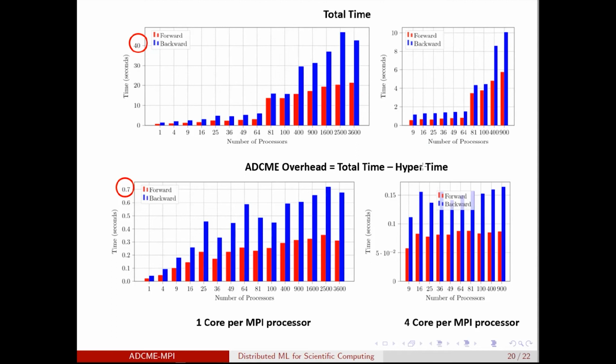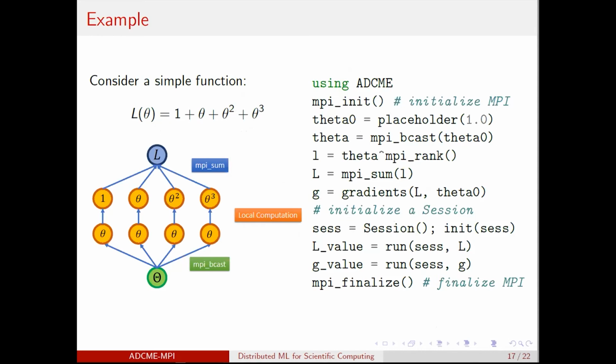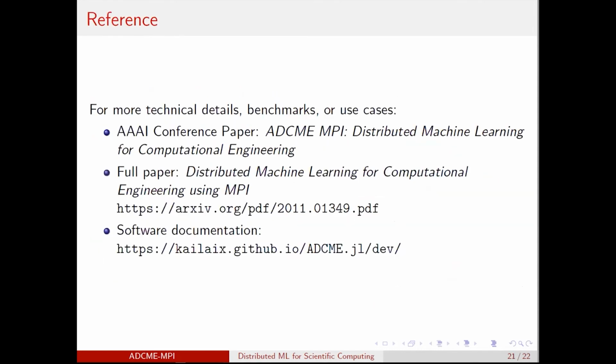So the appropriate metric to measure the performance of ADCME is this overhead. You can see this overhead is very small compared to the total time, which means our framework is quite efficient. And that reaches the end of my talk. If you are more interested in technical details, you can refer to this documentation.